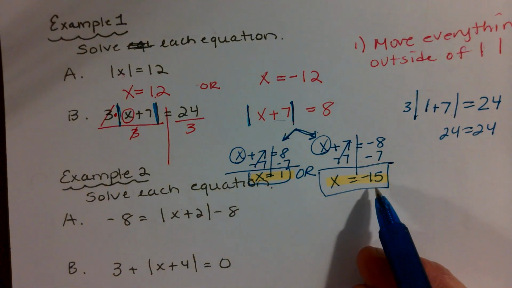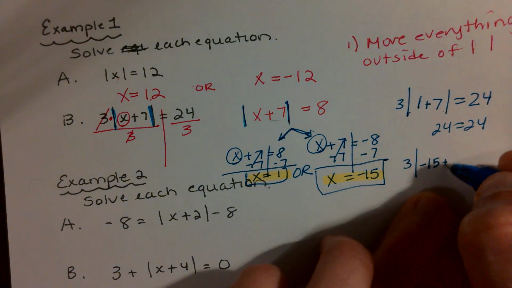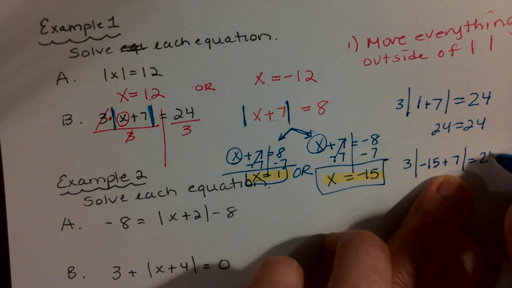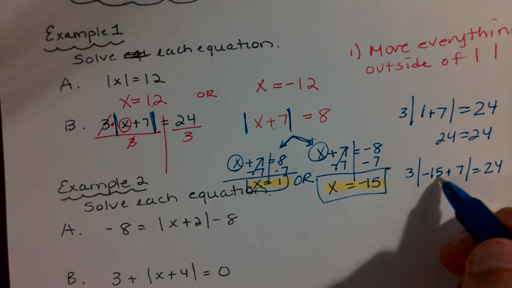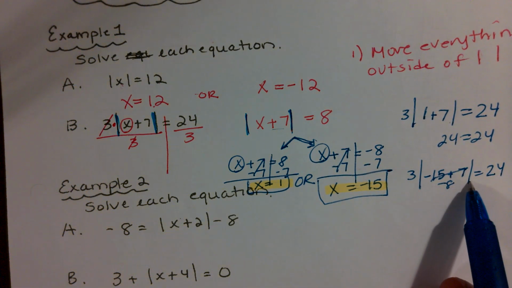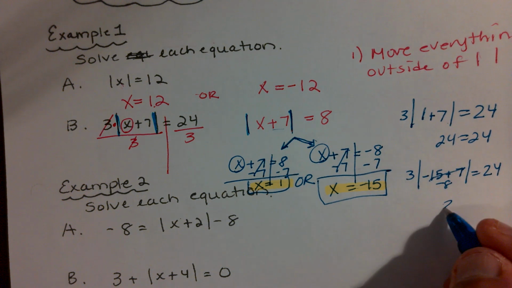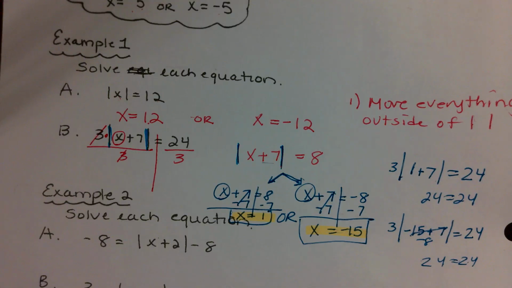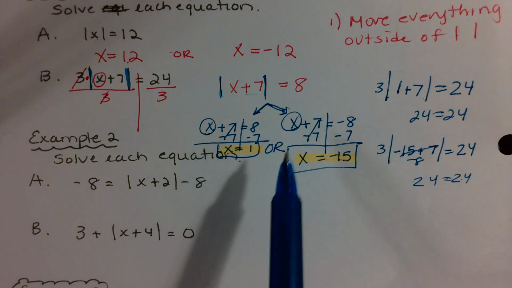Let's try the negative 15. 3 absolute value of negative 15 plus 7 equals 24. Let's try that. What's negative 15 plus 7? Negative 8. What's the absolute value of negative 8? 8 times 3, 24. So it does work. And that's what you have to figure out, and that's how you do figure it out.